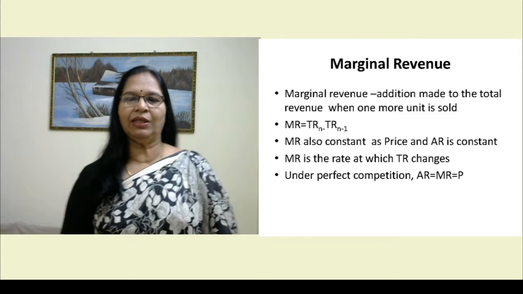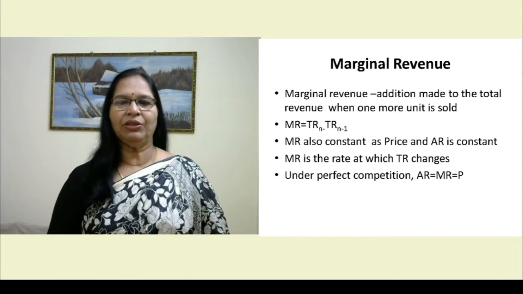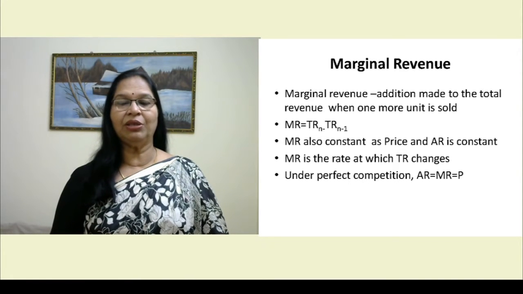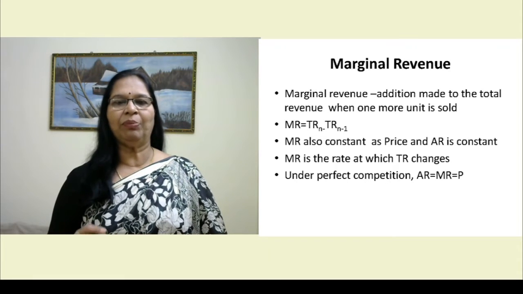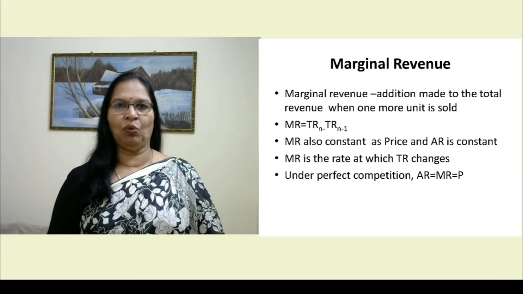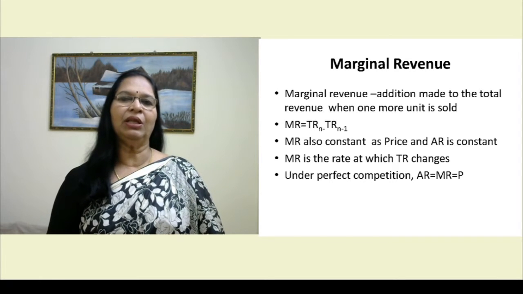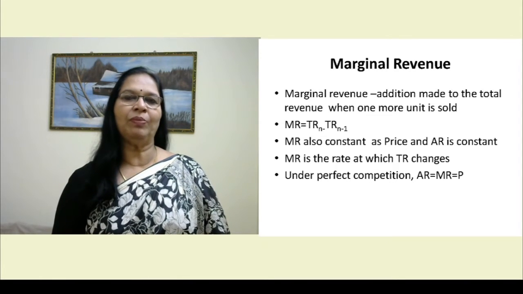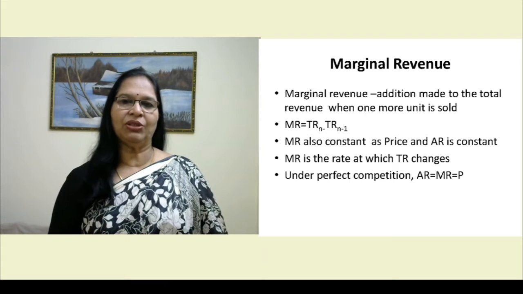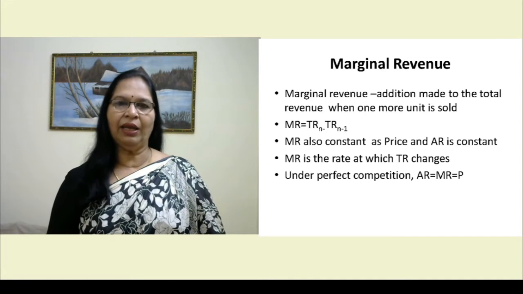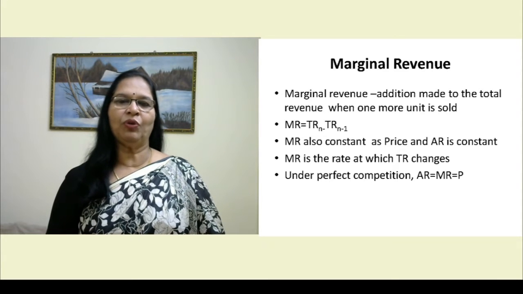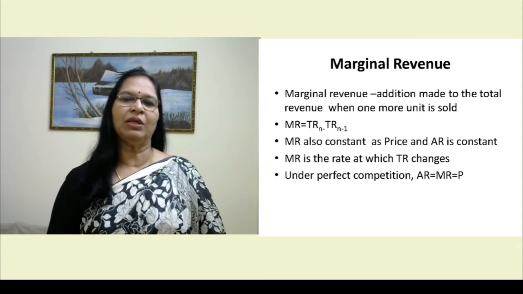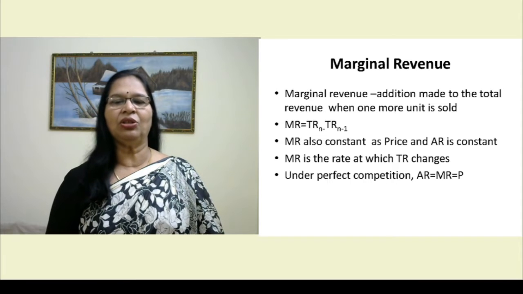Now let us see this marginal revenue. Marginal revenue is the addition made to the total revenue of the firm. Now that means when one more unit is sold, what is the addition that is made to the firm's total revenue? So marginal revenue is TRn minus TRn-1. So if you reduce one unit, what has been the addition to that total revenue?